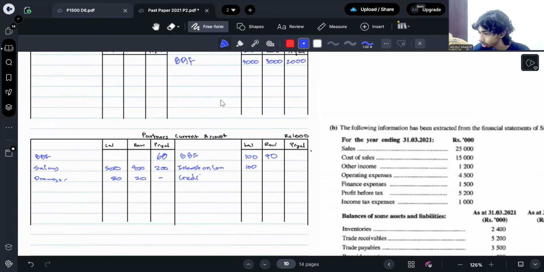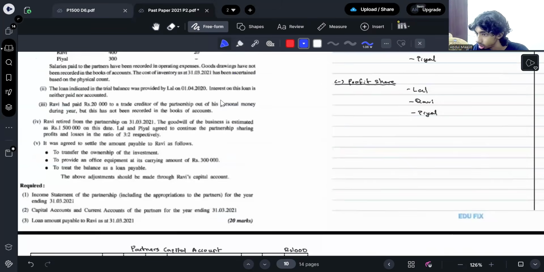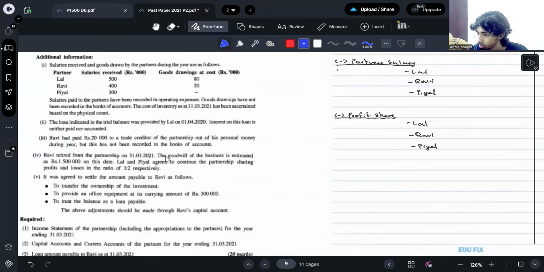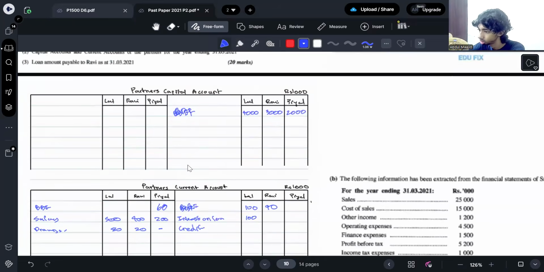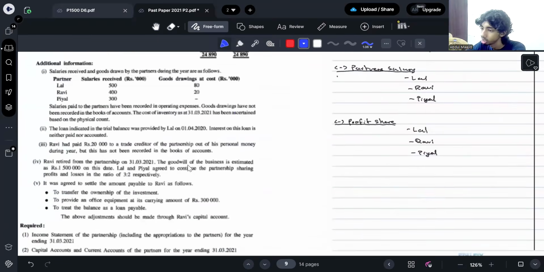Creditor, you paid a creditor. How much is that? 20,000. Ravi. Here it's 90. Okay.